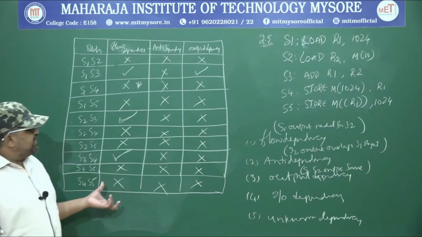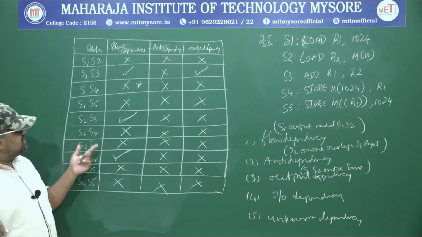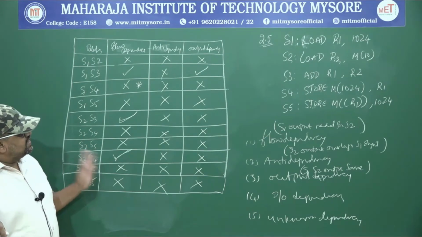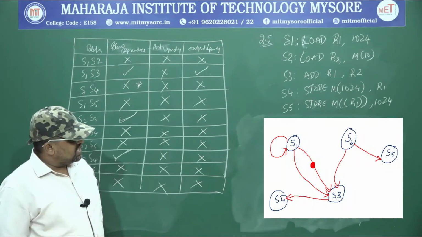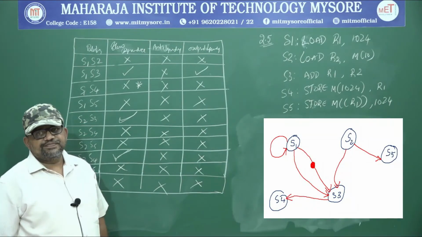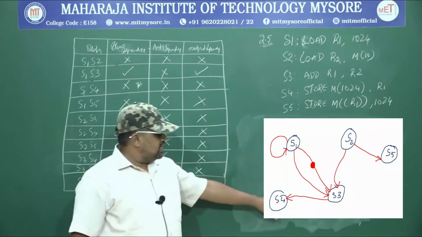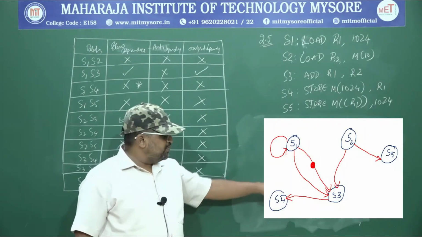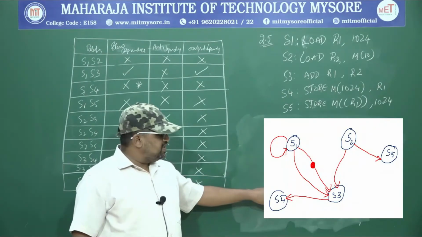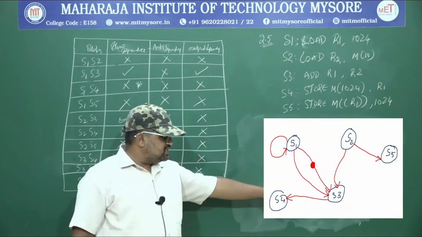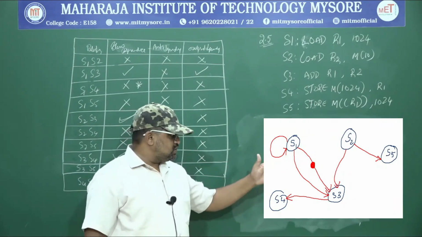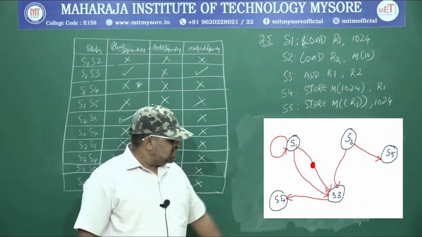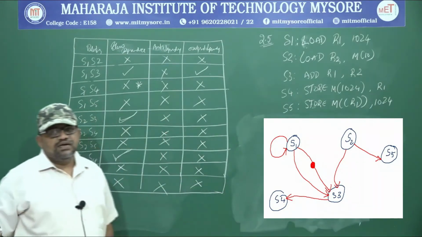You are going to get one dependency here. Now using this relation, if you are able to draw a graph, then it becomes very easy. So my graph looks like this. S1, S2 has both flow dependency and output dependency. S4 has data dependency and S2 has data dependency, flow dependency. S4, S2 is flow dependency, S2, S3 is flow dependency, right?